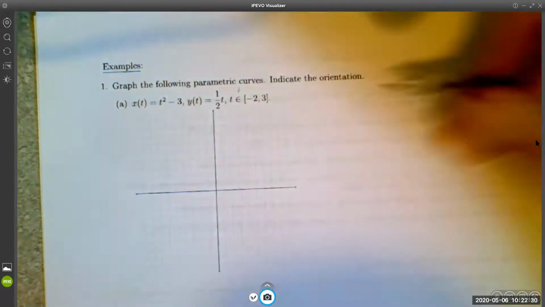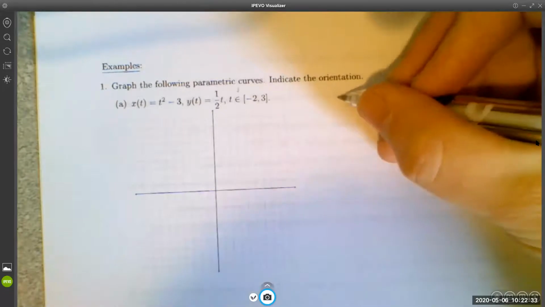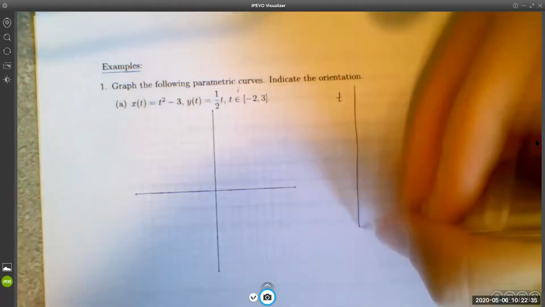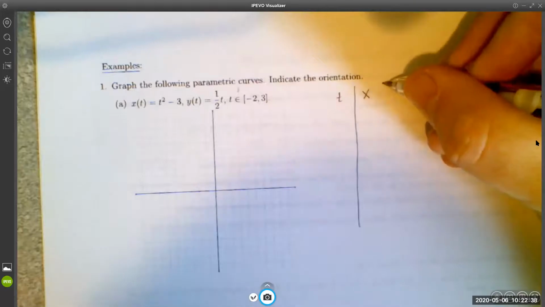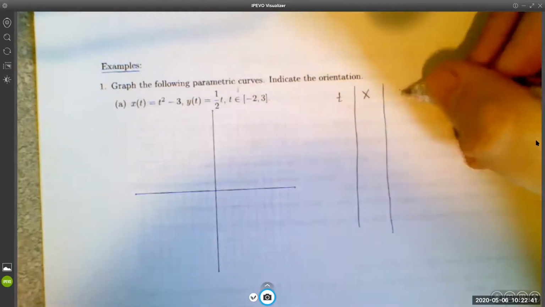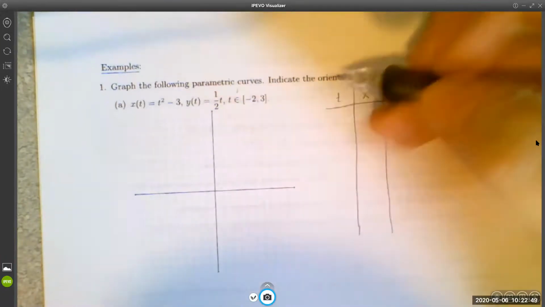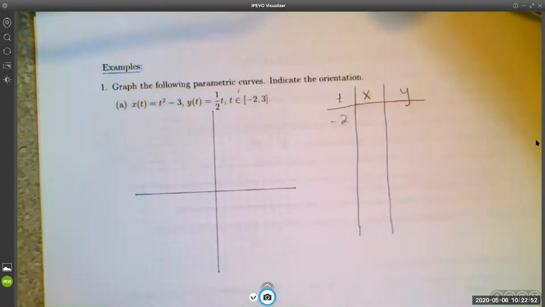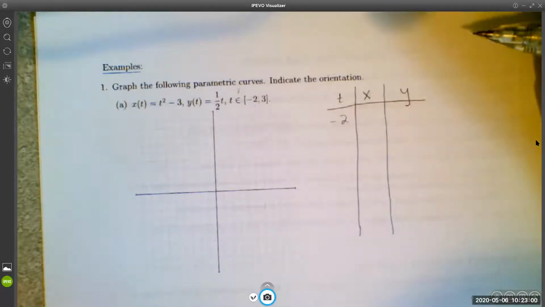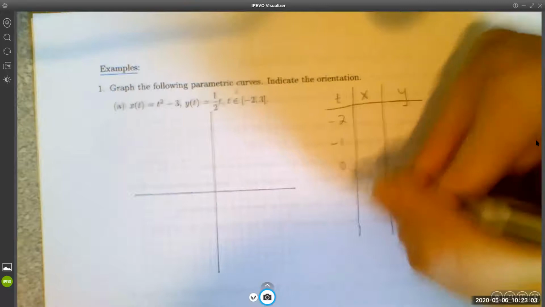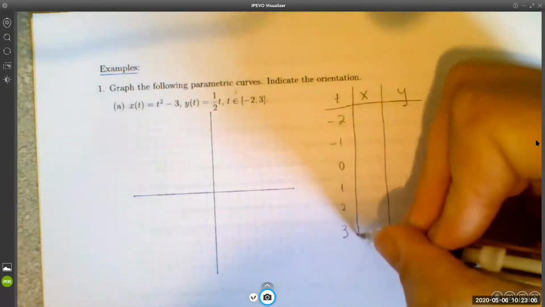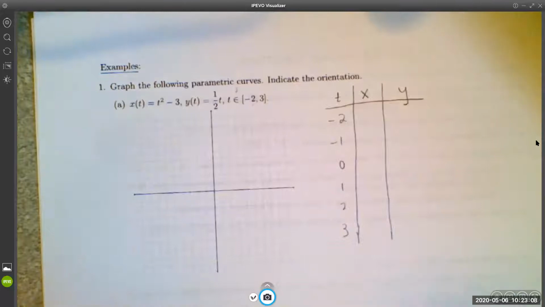So what I'm going to do is just plot some ordered pairs. I'm going to have my parameter t, and then an output that corresponds to my x coordinate, and another output that corresponds to my y coordinate based on the values of t. A good thing to do would be to plug in the endpoints at least, -2 and 3. But I might want to plug in some points in between as well, just to get an idea for what's going on. In fact, I think I'm going to plug in every whole number. So I'll plug in -1, 0, 1, 2, and 3, just so that I can get a sense for what's going on.